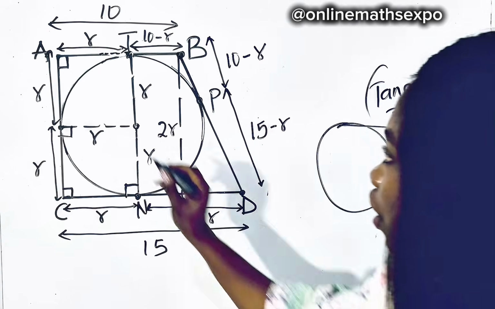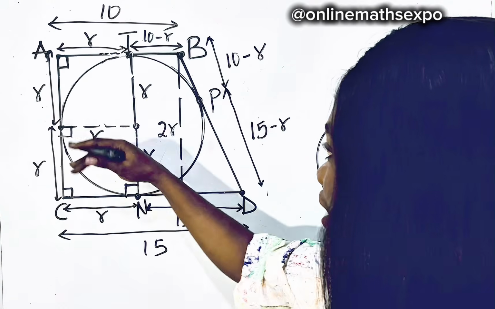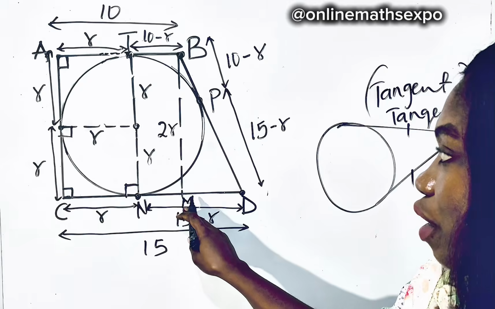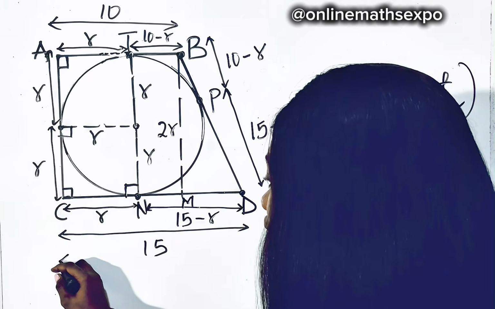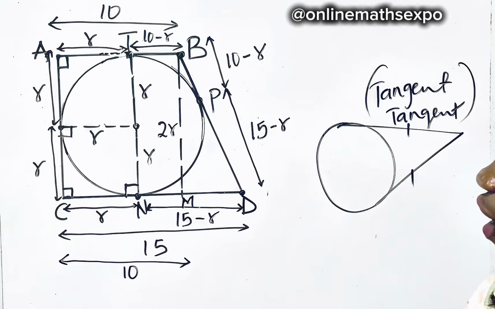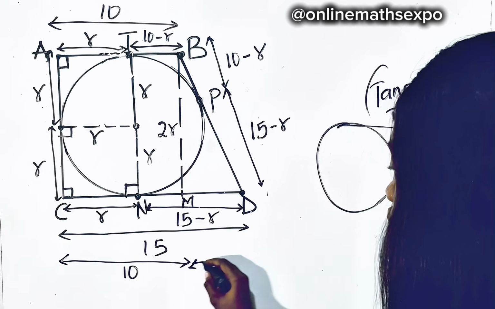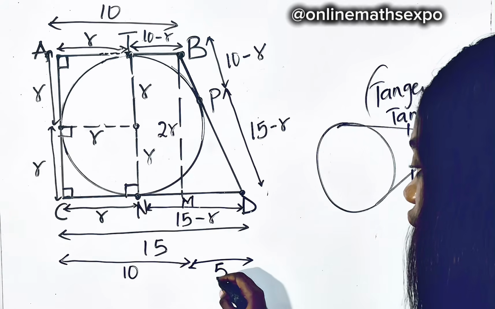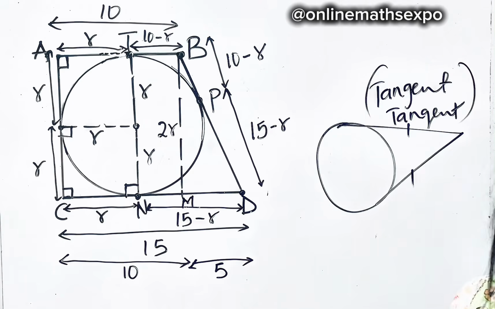What should we do next? Go back again. The whole length AB is 10 units. And you see that length AB is equal to length CM because it is a rectangle. It means length CM is going to give us 10 units. That means the remaining length MD is going to be, just do 15 subtract 10, and that gives us 5. So length MD is 5 units.